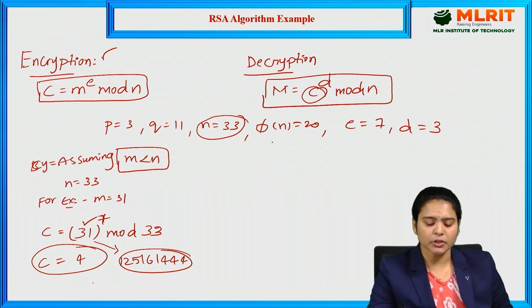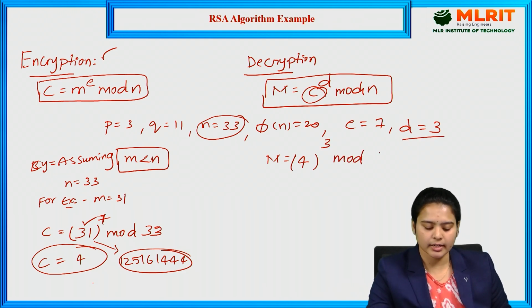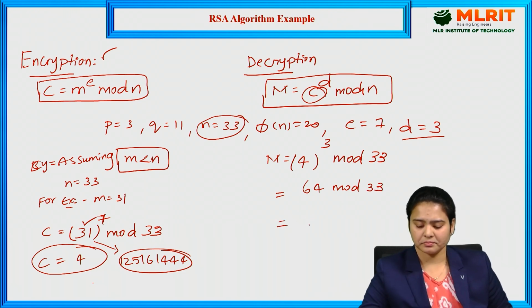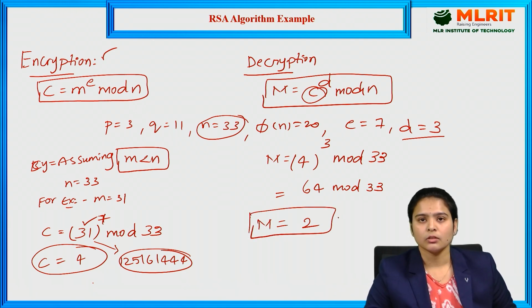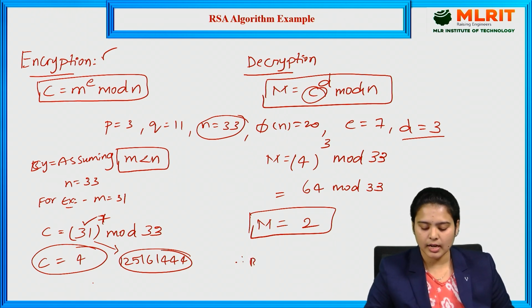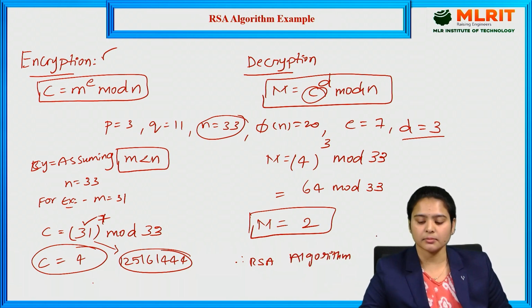Now we need to find out the decryption also. Here decryption: M equals C value 4 power D, where D is 3, mod N, where N is 33. 4 times 4 is 16, and 16 times 4 is 64. 64 mod 33, we will get the value 2. So M equals 2. So now the keys are exchanged, 4 and 2. Therefore the RSA algorithm has completed.